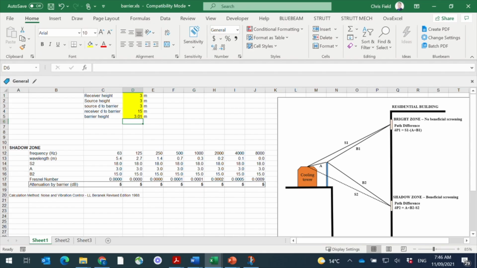So obviously the intention here is to maximize the benefit of the barrier. So putting it back to 5 meters here, keeping a source and receiver height of 3 meters, you can see that there is still a significant acoustic attenuation achieved across the frequency bands. And as you can see, there's more benefit in the higher frequency bands because it's where the wavelength of sound is smallest compared to the barrier dimensions.